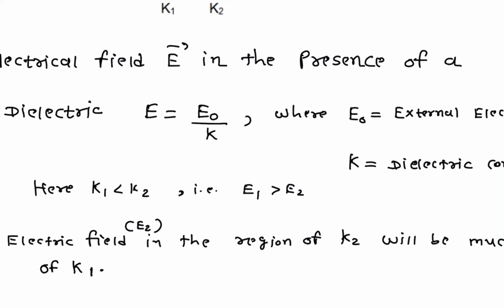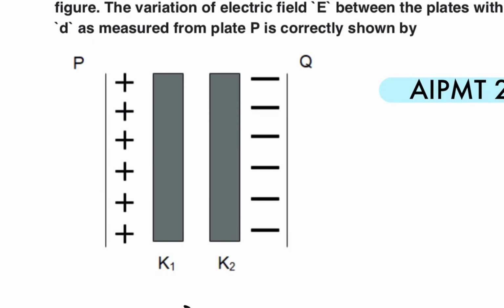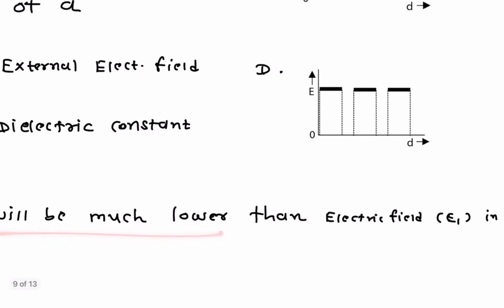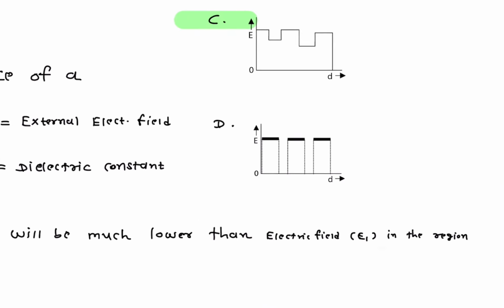Here the dielectric constant K1 is less than K2. That means E1 is greater than E2, because in the region of K1, E1 is strong as compared to E2, because the dielectric constant K2 is more than that of K1. So E2 is less than E1, or you can say E1 is greater than E2, because K1 is less than K2. So the electric field in the dielectric region having K1 is more than the electric field in the K2 region. So the electric field in the region of K2, that is E2, will be much lower than the electric field E1 in the region of dielectric K1.